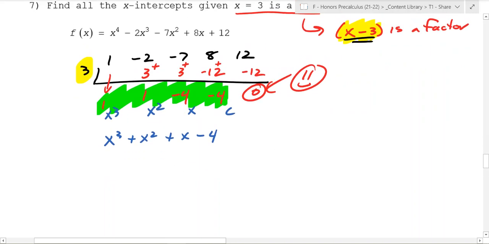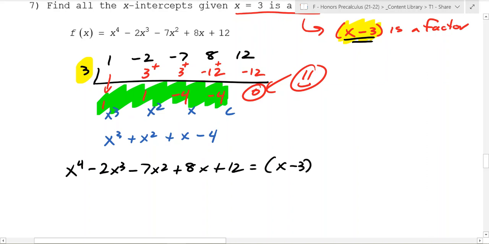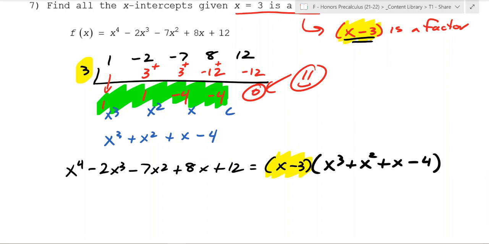So we now know, if we pause, what do we know in totality? Here's the original polynomial. We know that this is true. So the original polynomial is equal to the x minus 3 from the original thing it told you, times what's left, x cubed plus x squared plus x minus 4, like this. Oh, excuse me, it's minus 4 right there. I did that a little too quickly. It's minus 4 right there. And then this one is minus 4 plus x.